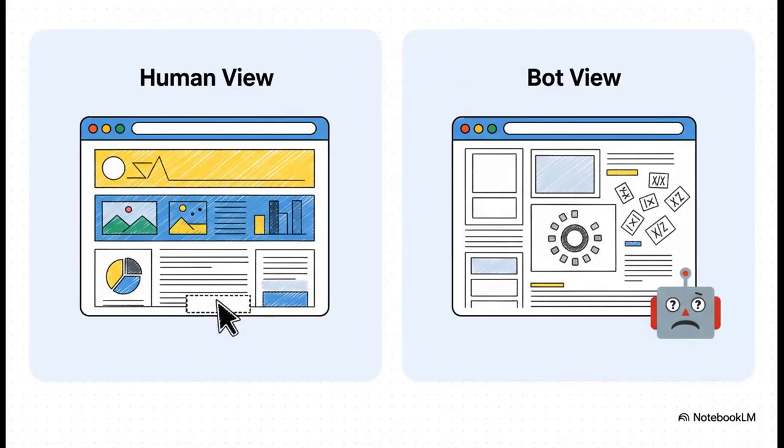And here's the problem in a nutshell. On the left, that's our view, a rich, dynamic, fully loaded page. But on the right, that's what a simple bot often gets. It's just a skeleton of HTML code, or maybe an endless loading spinner, or worse, a completely blank page. It is, for all intents and purposes, completely blind to the modern web.